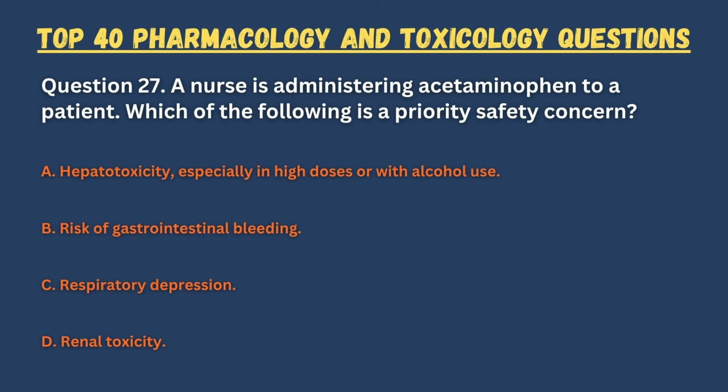Question 27. A nurse is administering acetaminophen to a patient. Which of the following is a priority safety concern? A. Hepatotoxicity, especially in high doses or with alcohol use. B. Risk of gastrointestinal bleeding. C. Respiratory depression. D. Renal toxicity.